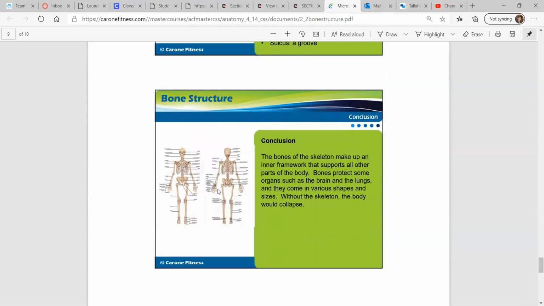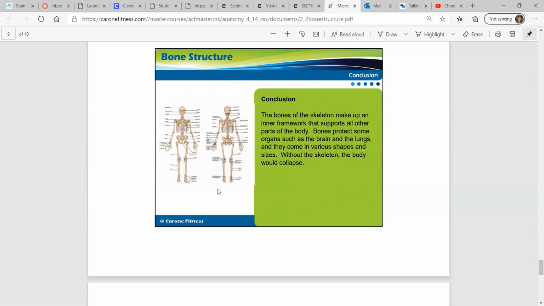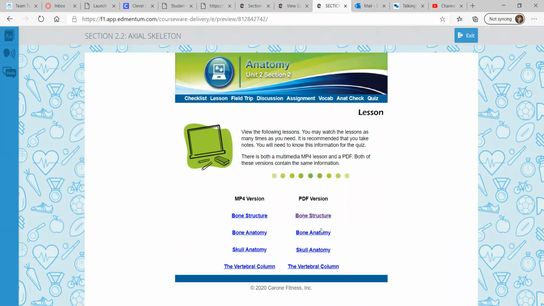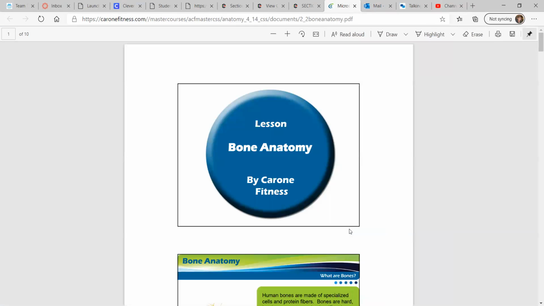The bones of the skeleton make up an inner framework that supports all other parts of the body. Bones protect some organs, such as the brain and the lungs, and they come in various shapes and sizes. Without the skeleton, the body would collapse. So that is the structure of bones. Now let's hide that and go back and start bone anatomy.